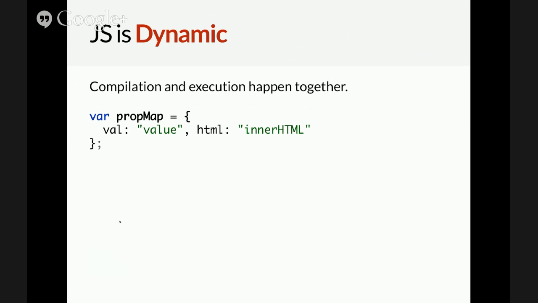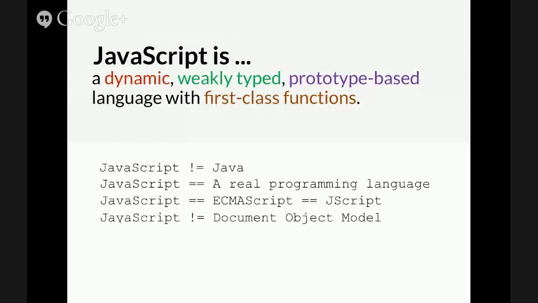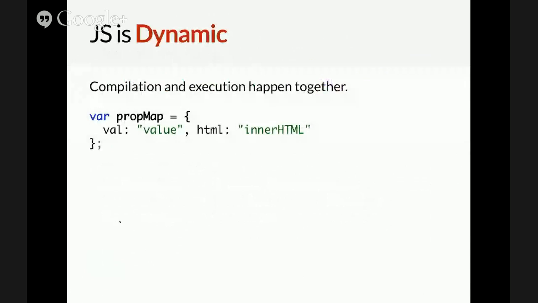Okay, so let's talk about what these things mean: dynamic, weakly typed, prototype-based with first-class functions. Because if you've learned another language, understanding this about JavaScript, these are the most important characteristics of JavaScript. If you've never learned another language, then that's cool. That can actually sometimes be helpful because you won't have the baggage of understanding how other things work.